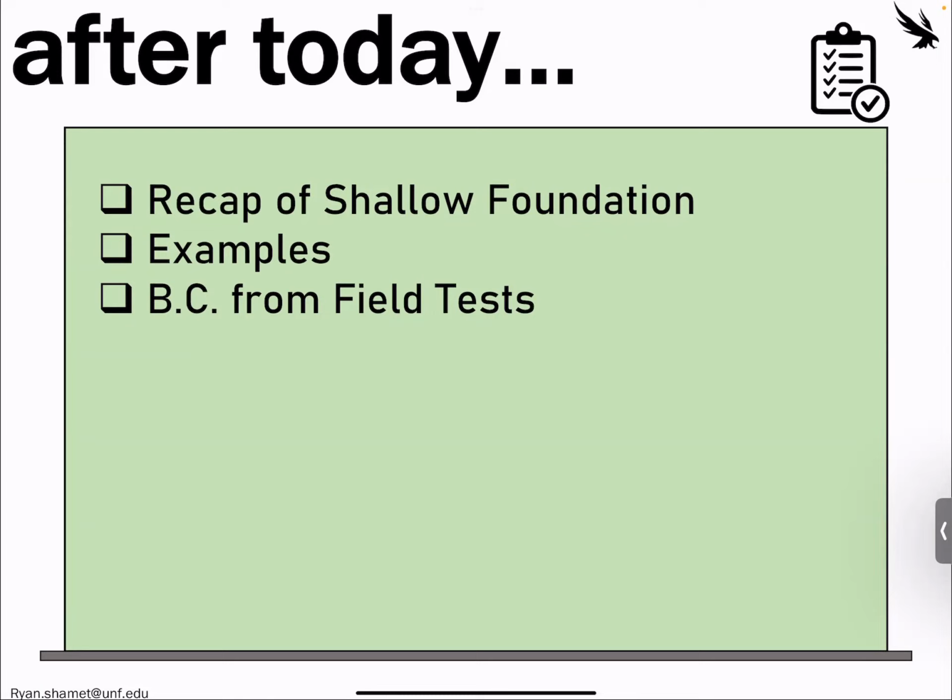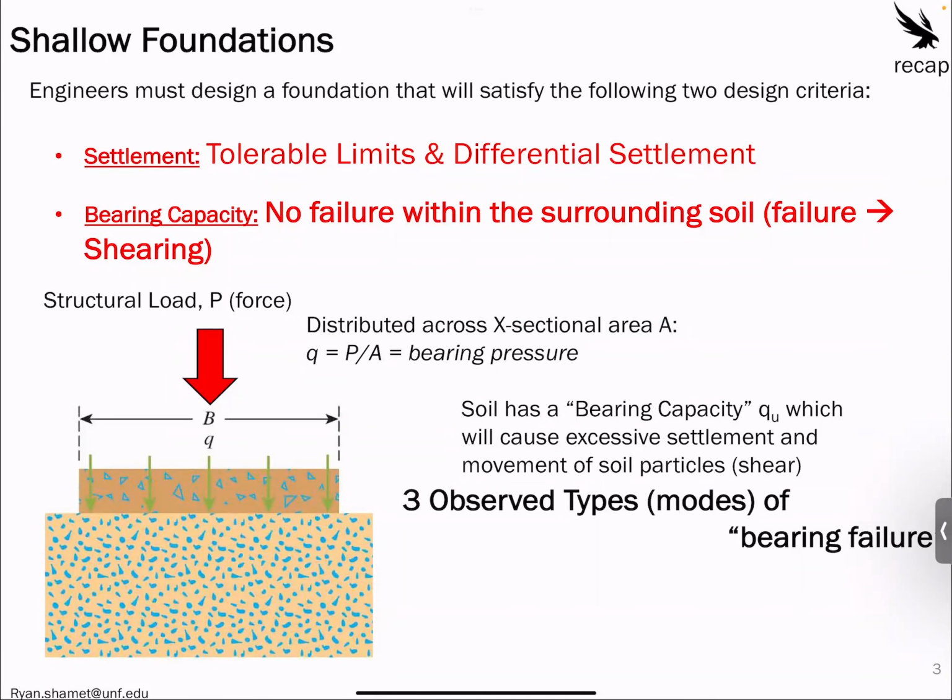So just to recap, the two things that we have to worry about with shallow foundations are settlement and bearing capacity. And when I say the capacity, just think of the ability for the soil to hold up a certain amount of stress before it will fail in shear. So it's a shear failure technique. So it's failure within the surrounding lateral expanse of it.